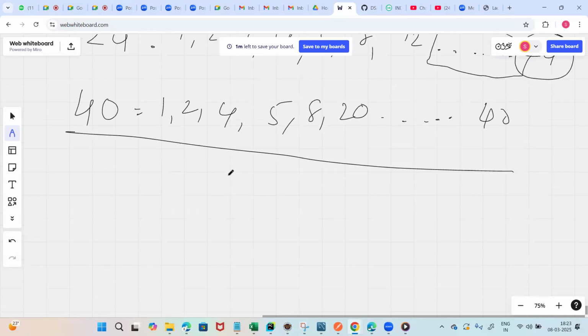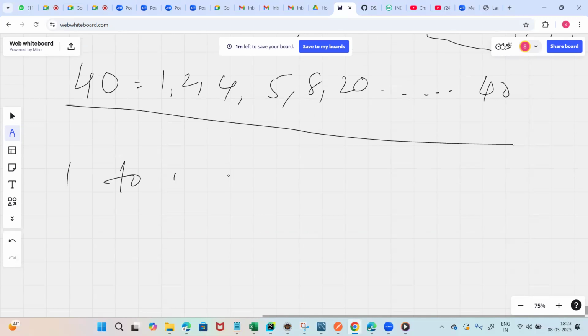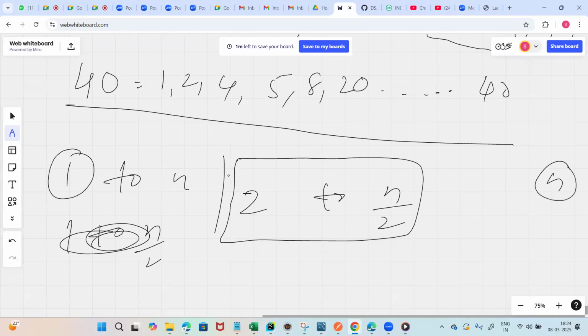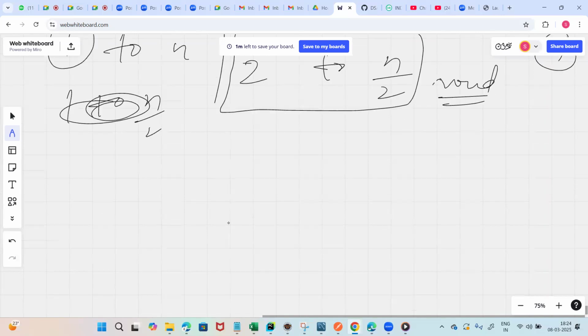So what you observe is that instead of going from 1 to n, you can directly go from 2 to n by 2. We already know n is a factor. We already know 1 is a factor and n is a factor, but in 2 to n by 2, after n by 2, there are no factors. It's a void. So if you find at least one factor from 2 to n by 2, my number is not a prime number. Am I correct? Gautam, clear? Jayanti, are you clear?